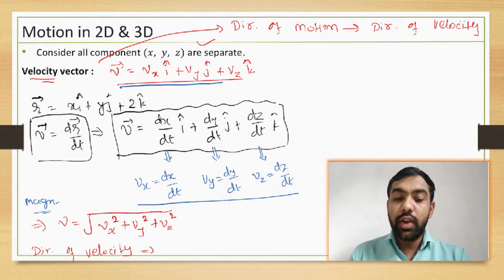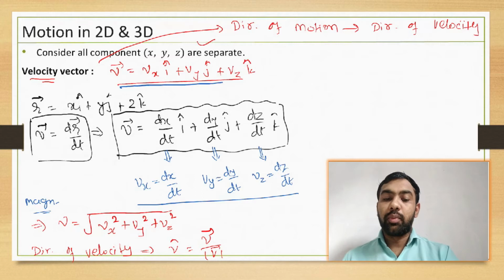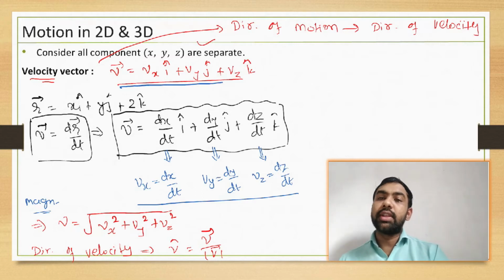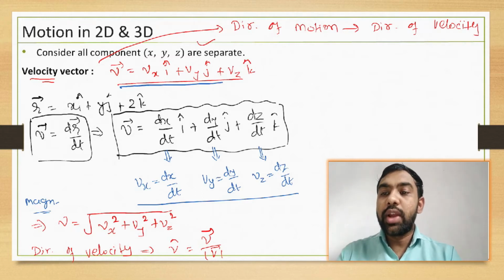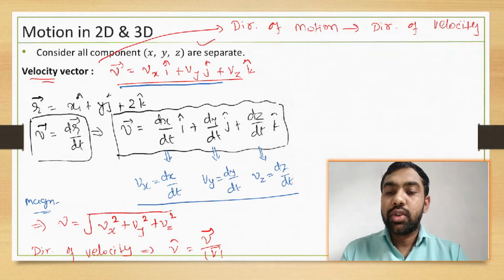So you just find the unit vector. So v unit vector is equal to v vector upon magnitude of v. V vector upon magnitude of v. That is the direction of velocity. But for 2 dimension, that is one special case.